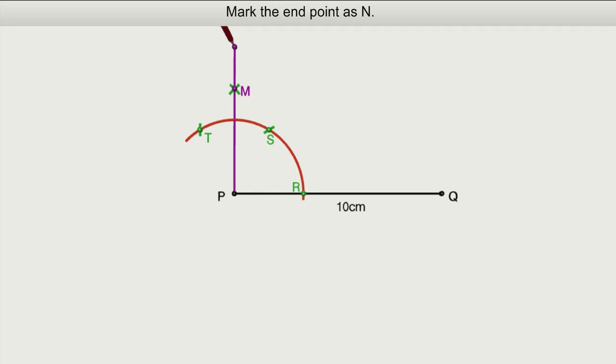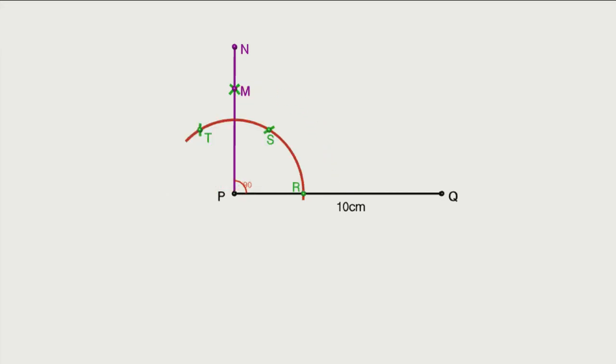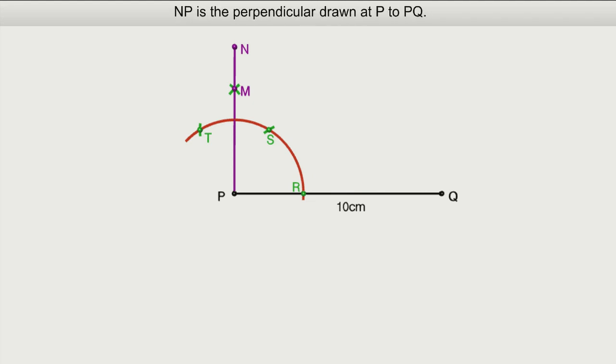Now measure the angle NPQ. It is 90 degrees. It is a right angle. So NP is the perpendicular drawn at P to PQ. It's quite easy, isn't it?